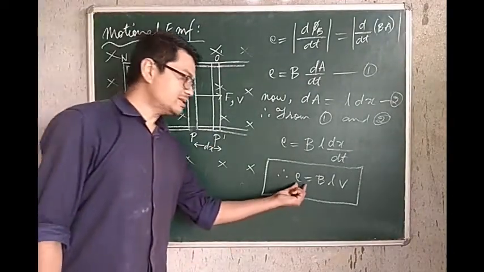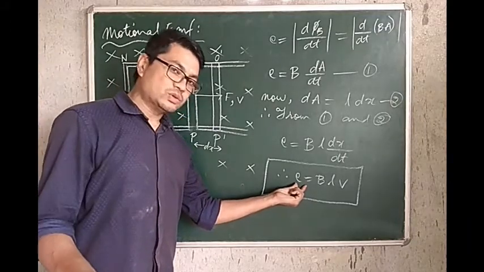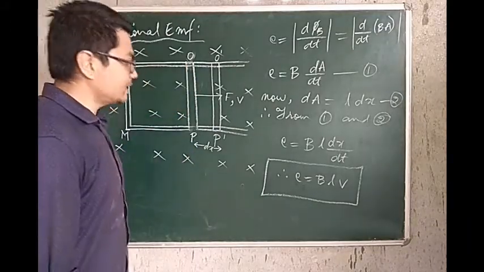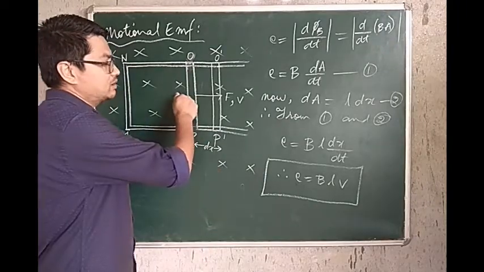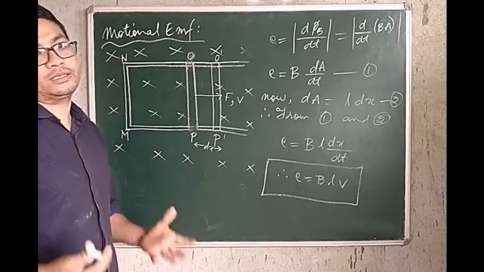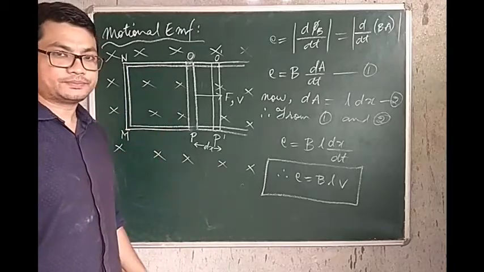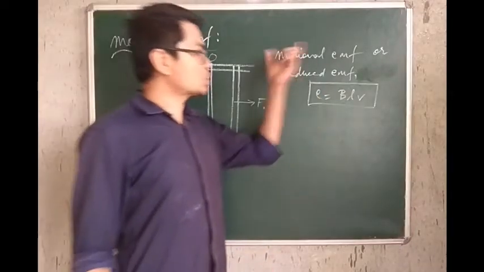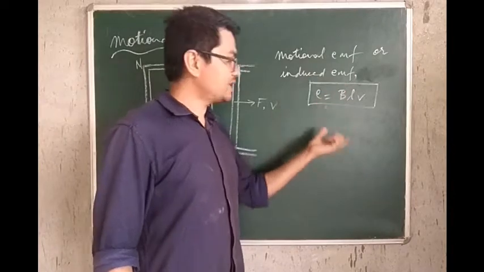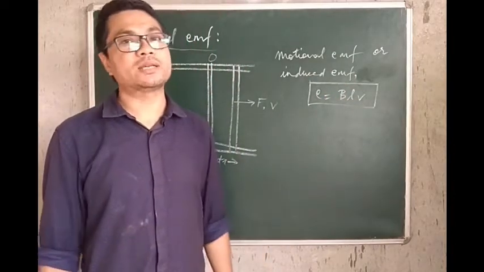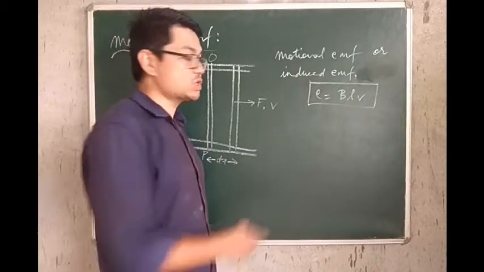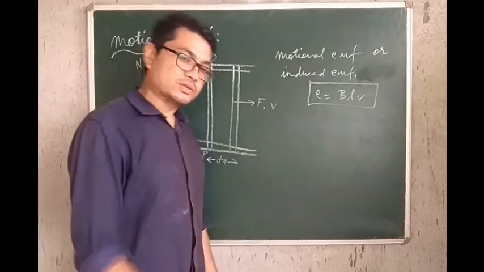This is the magnitude of the EMF that is induced in this conductor OP when the magnetic flux linked with it is changed. We've seen that the magnitude of the motional EMF or that of induced EMF is E, which is BLV. Now let us also see what will be its direction, so to say, what will be the direction of the induced current. Let us also see that.